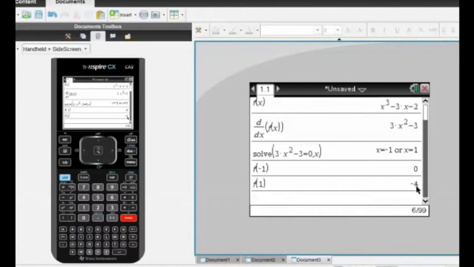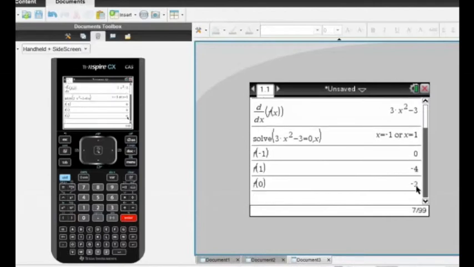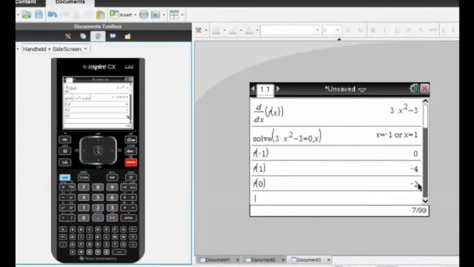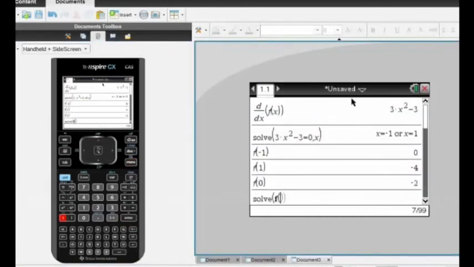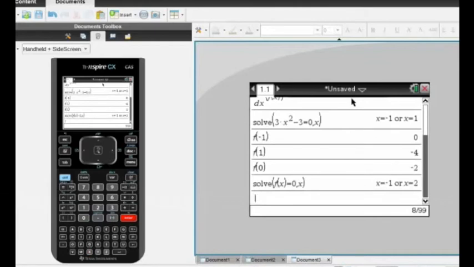Okay, let's go through and find the y-intercept. So for the y-intercept, you just make x equals 0. So you go f of 0, press enter, and you get -2. So the coordinate would be 0, -2. So to find the x-intercepts, you would go menu, algebra, solve, f of x equals 0, comma x, press enter, and you get -1 or 2. So therefore the x-intercepts are at -1, 0, and 2, 0.